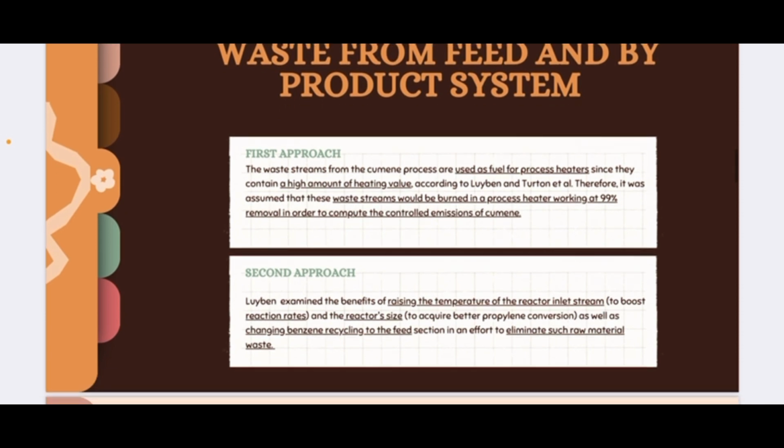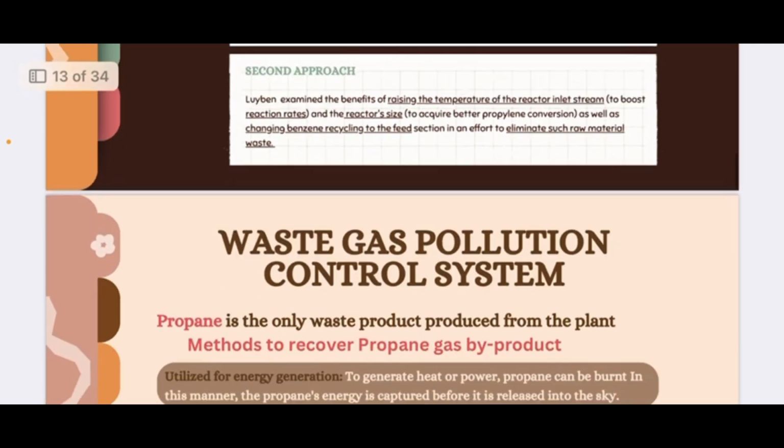And the second approach, we are raising the temperature of the reactor inlet stream, and we are changing the reactor size, which will make the conversion higher. Finally, we can change the benzene recycling to the feed section in an effort to eliminate such raw material waste. In this case, we are recycling the unreacted material.